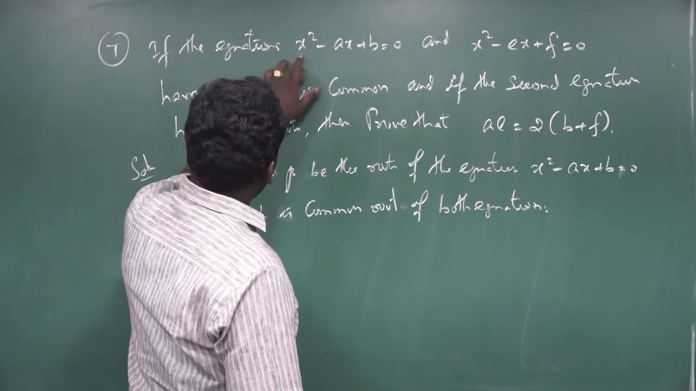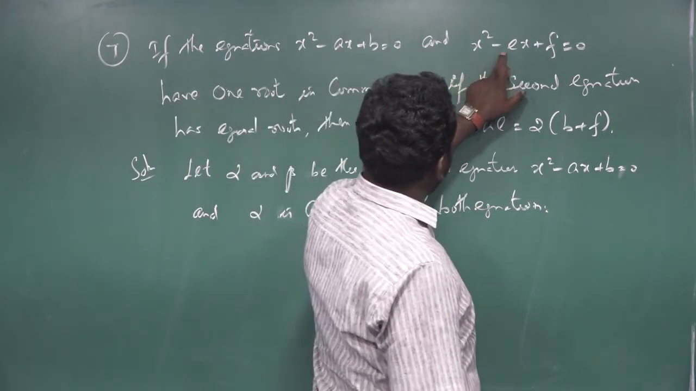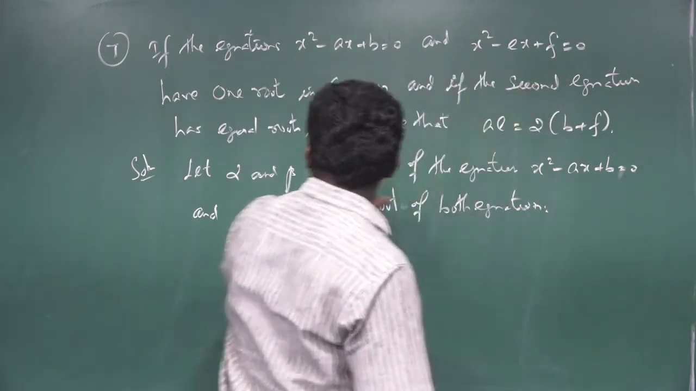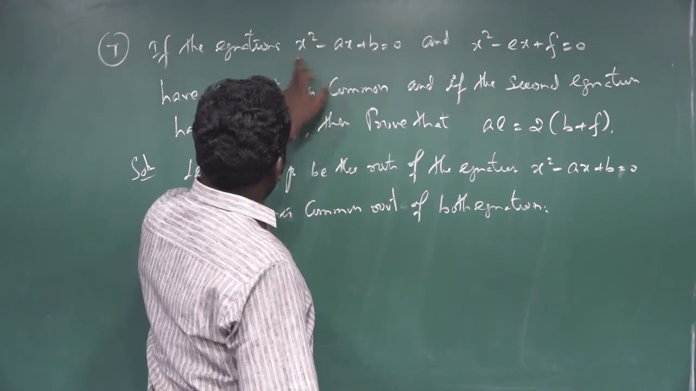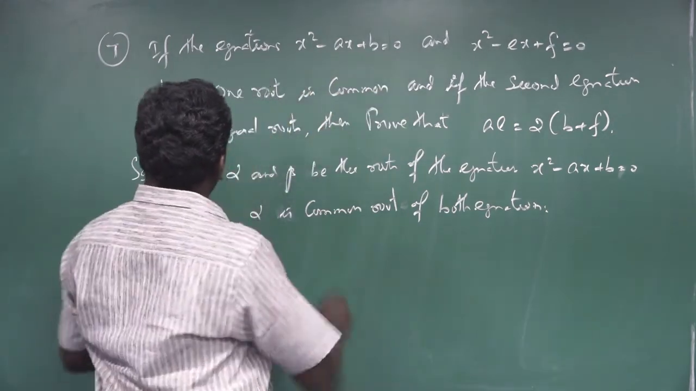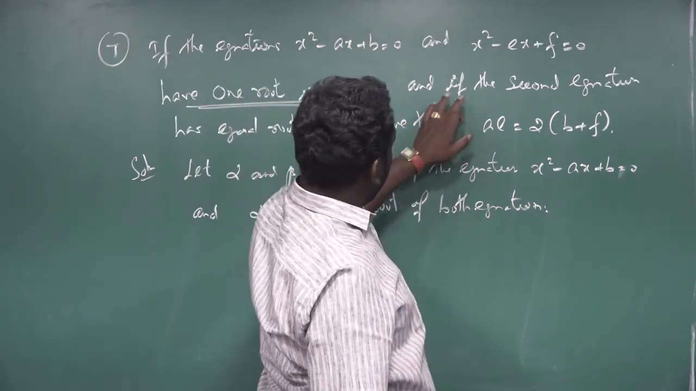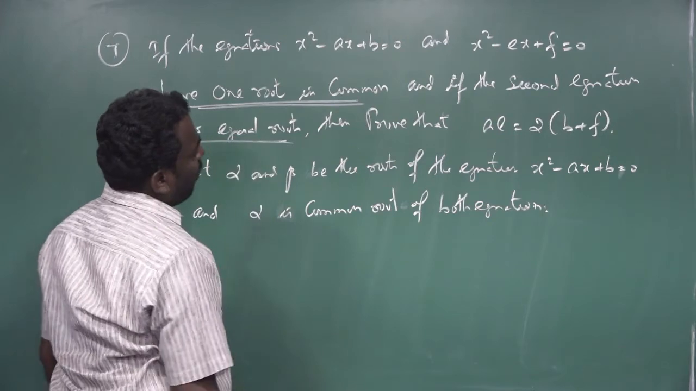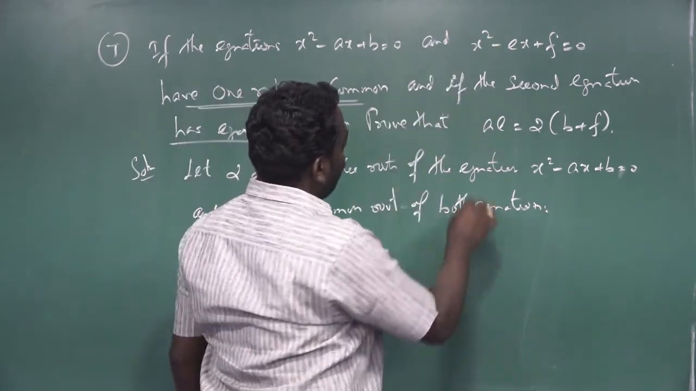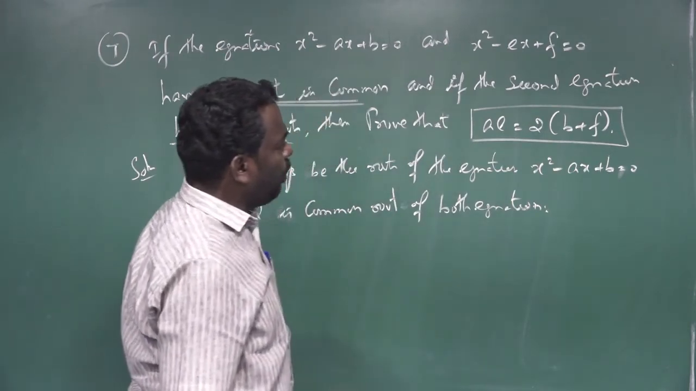If the equation x square minus ax plus b equal to 0 and x square minus ex plus f equal to 0 have one root in common, and if the second equation has equal roots, then prove that e is equal to 2 into b plus f.